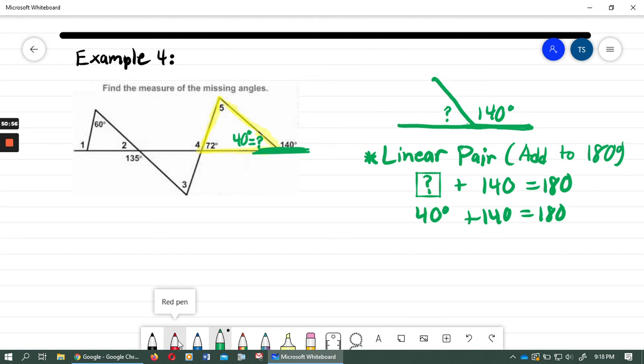All right, folks, now that we got that angle, let's go ahead and continue. Let's use what we've got here.